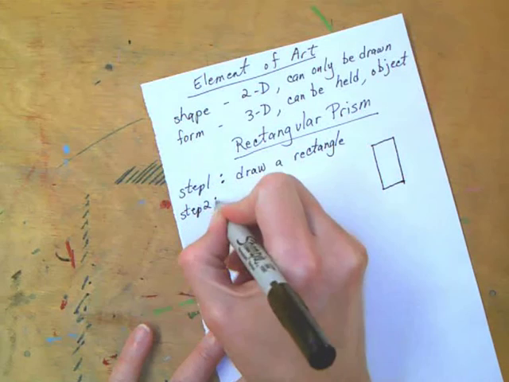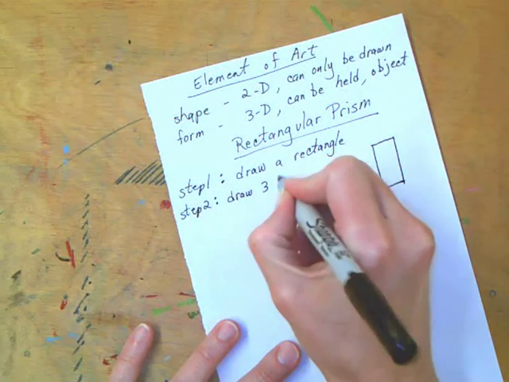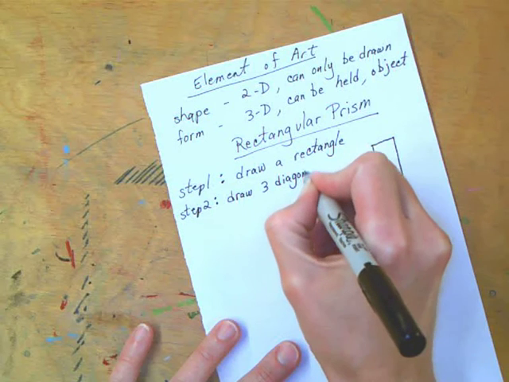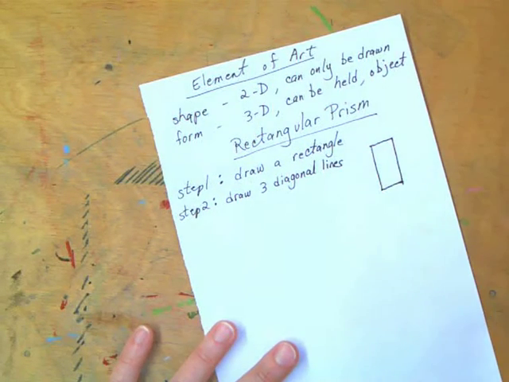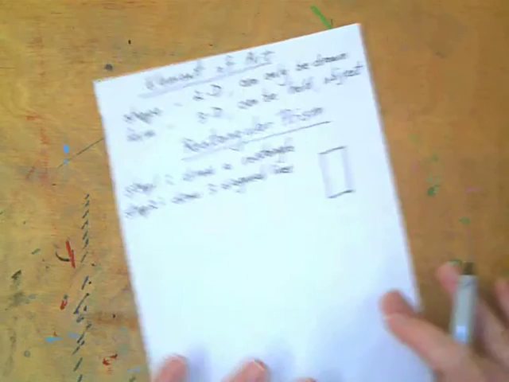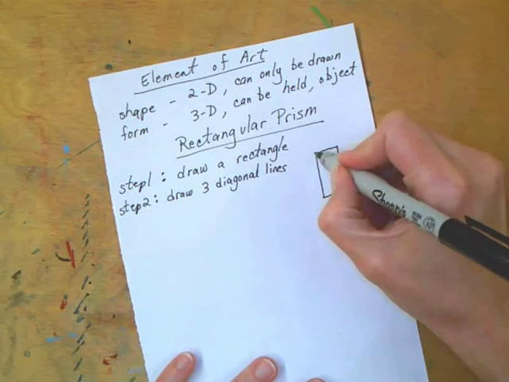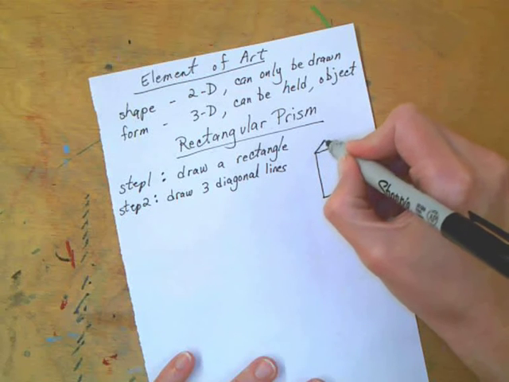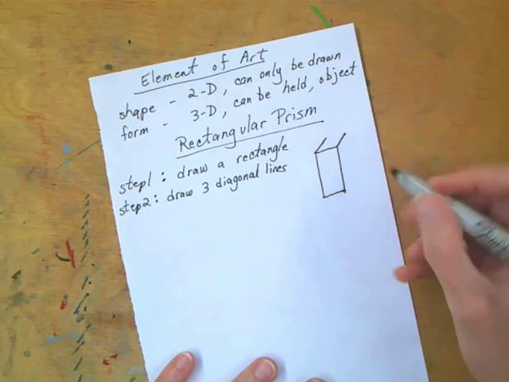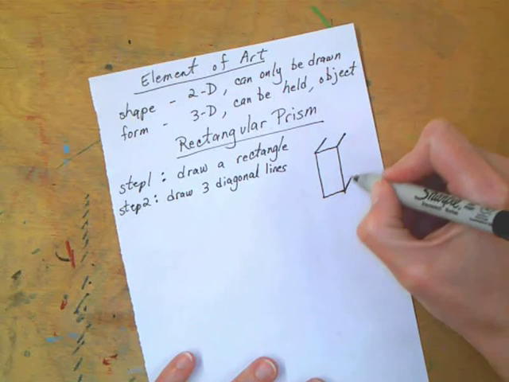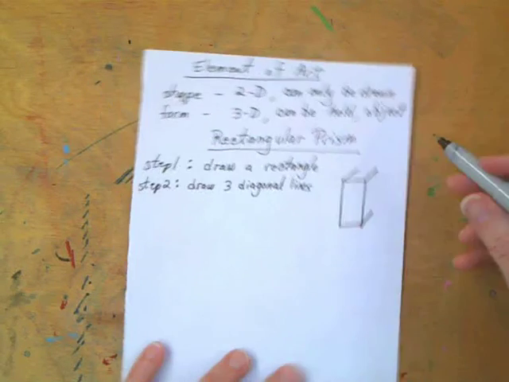Step 2 is to draw 3 diagonal lines. So for this rectangular prism, which is basically a box, I'm going to see the top and the right side. So I'm going to go from the top left corner, up and to the right. Then the top right corner, the same direction, about the same length, and the bottom right corner, same direction, same length.